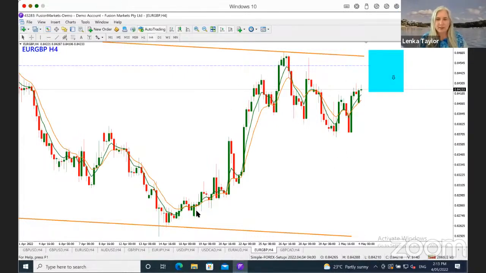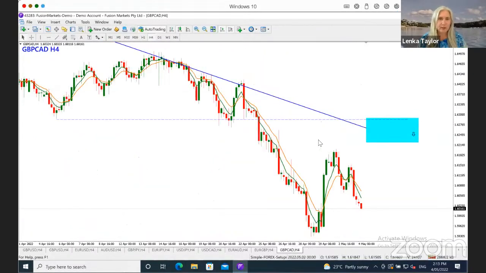So, EUR GBP, looking for a short opportunity there. Next and the last currency pair is GBP CAD. And GBP CAD is also, I'm looking for short.